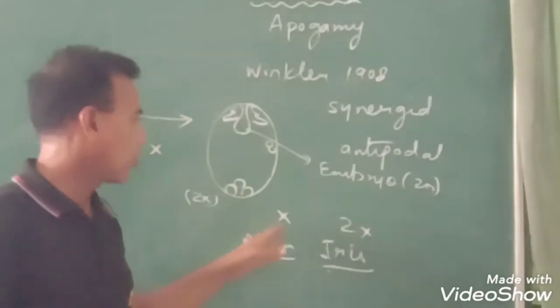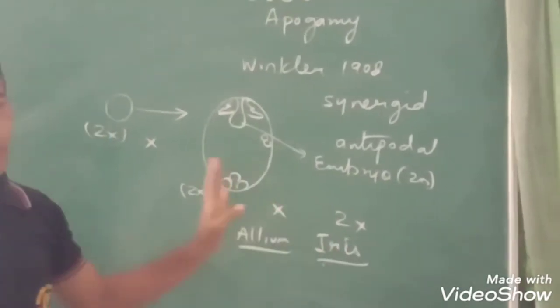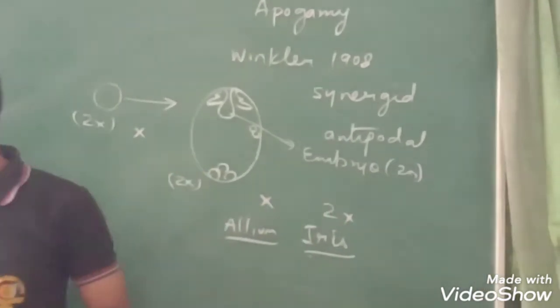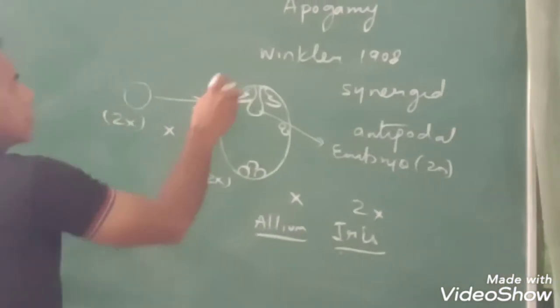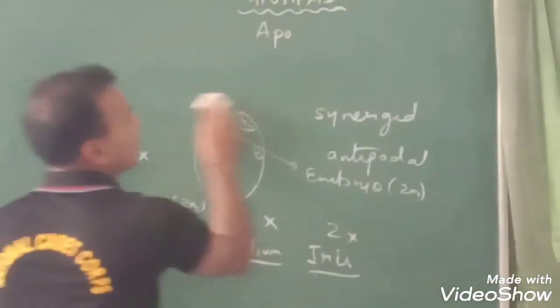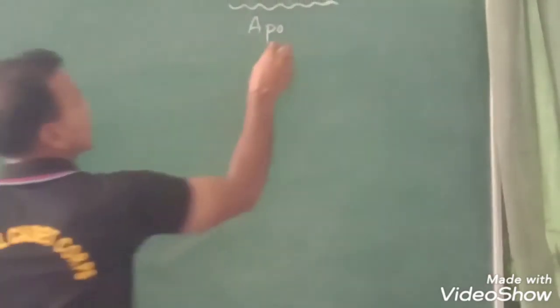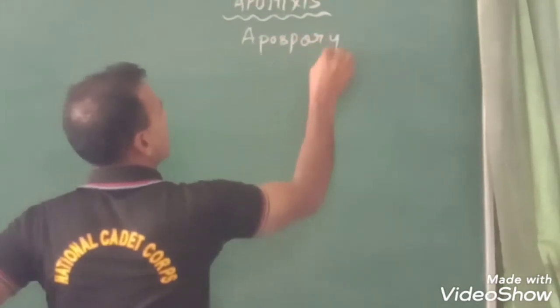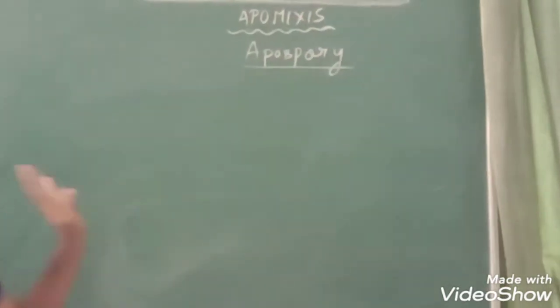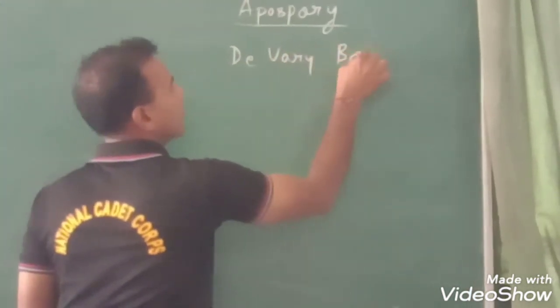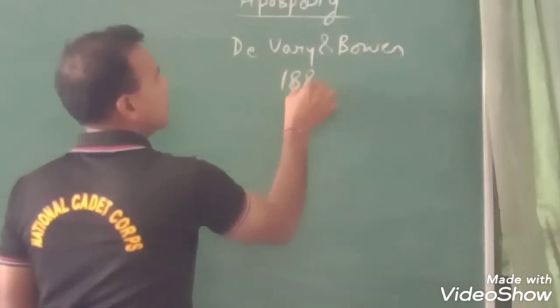Out of haploid and diploid apogamy, the diploid one is useful in conserving heterosis. Now coming to another type of apomixis, which is known as apospory. The term apospory was given by De Bary and Strasburger in 1886.